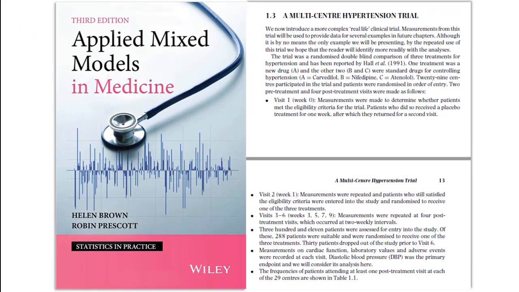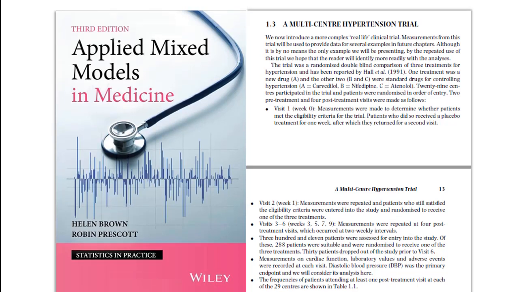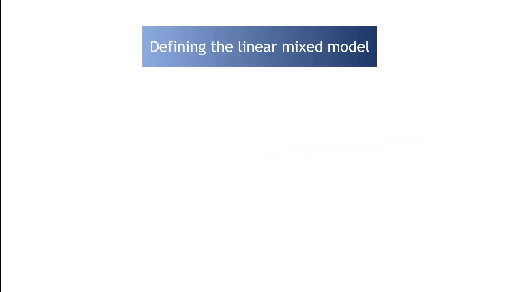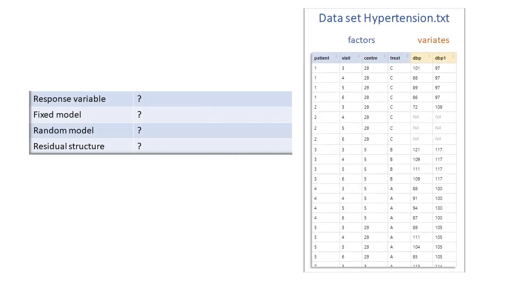You can learn more about this data set and its analysis in Brown and Prescott's book, Applied Mixed Models in Medicine. Now, let's define a linear mixed model for this data set. There are 4 important components of the linear mixed model we need to define: the response variable, the fixed model, the random model, and the residual structure. We'll look at each of these in turn.